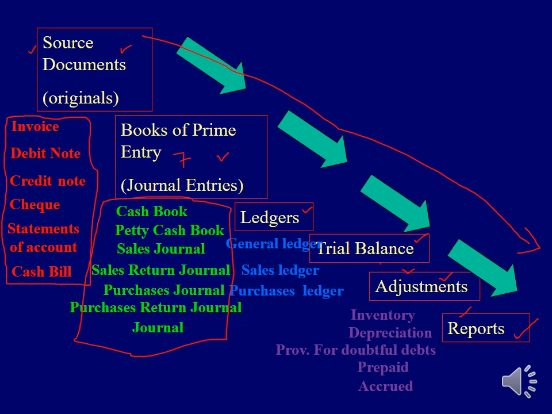At last we prepare the reports. The reports that a standard business normally prepares are the income statement and the statement of financial position. These are the 2 statements that we normally prepare. This is the accounting cycle. We start with documents and go until the reports: the income statement and the statement of financial position.